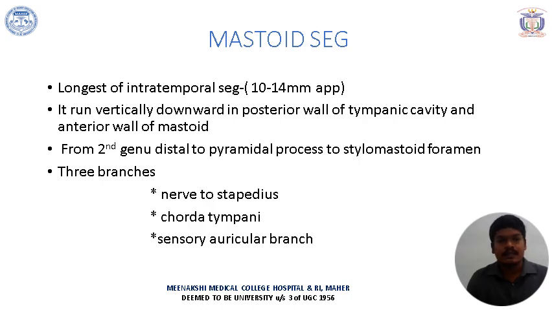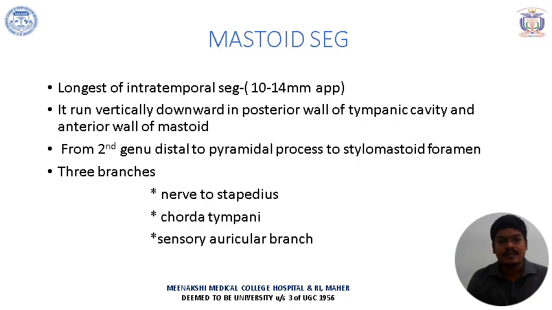Coming to the mastoid segment, it is the longest intratemporal segment, approximately 10 to 14 mm in length. It runs vertically downward in the posterior wall of the tympanic cavity and the anterior wall of the mastoid, from the second genu and the pyramidal process to the stylomastoid foramen. It has 3 branches, which include the nerve to stapedius, chorda tympani, and the sensory auricular branch. The nerve to stapedius arises near the pyramidal eminence and supplies the stapedius muscle.